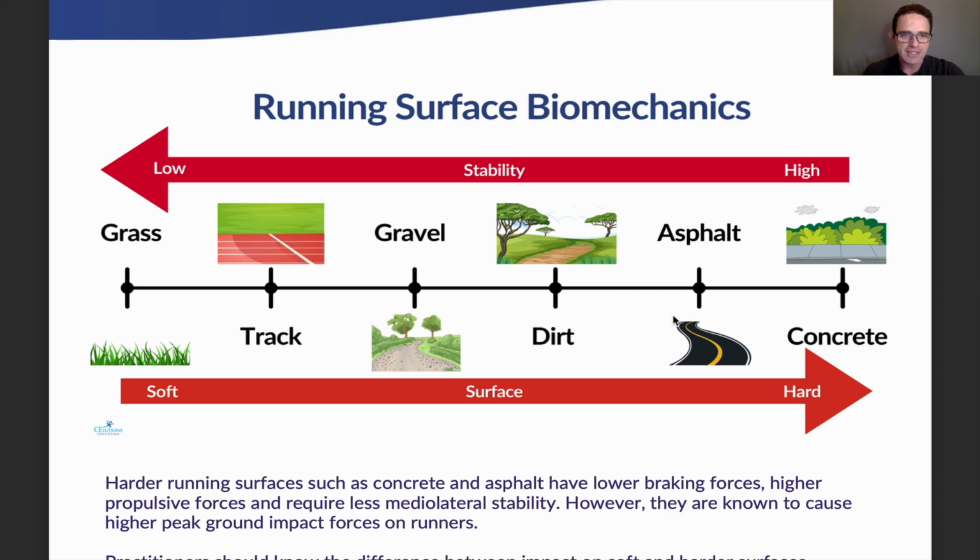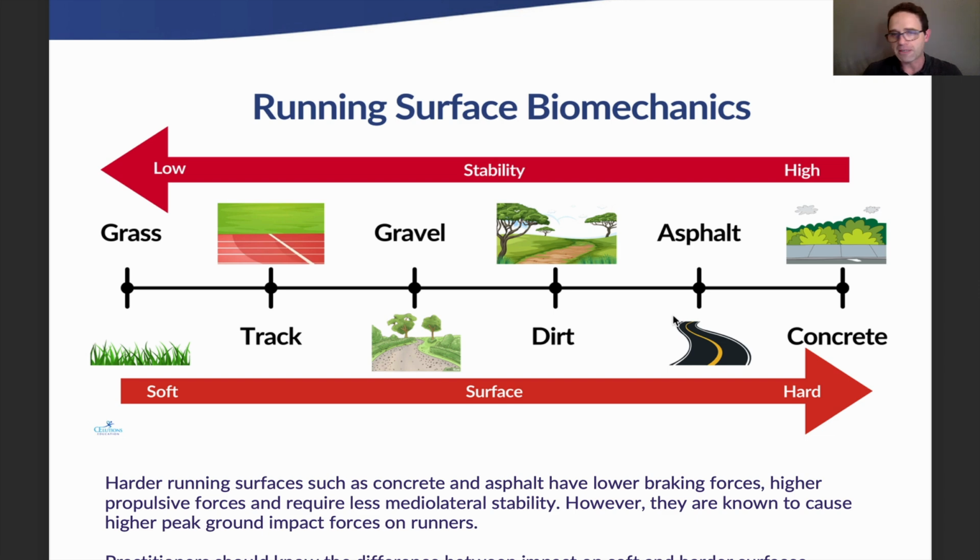So when I'm saying this, I am also saying this with a little bit of a grain of salt. Because while generally we're seeing across the research that grass, track, gravel, dirt, asphalt, concrete is kind of the order we're seeing things, and some folks include things like sand and wood chips, even softer than grass, but I kind of cut it off at grass just for demonstration and educational purposes. However, it's important to note here that unfortunately, we just don't have really good testing and good research here. This is the best information we have, and we want to apply that to our runners.